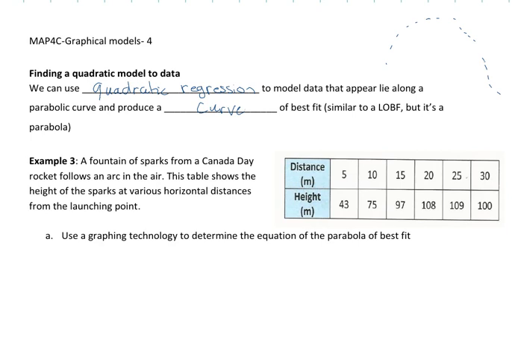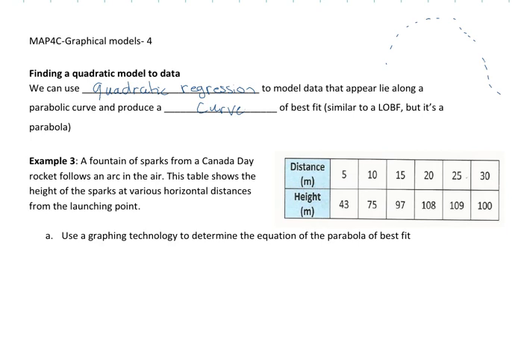So we're going to do exactly the same thing as we did yesterday. We're going to graph the data given to us. We're going to look at the data, and we are going to decide if it's quadratic or if it's linear, and then we're going to pick the different regression line that we have.